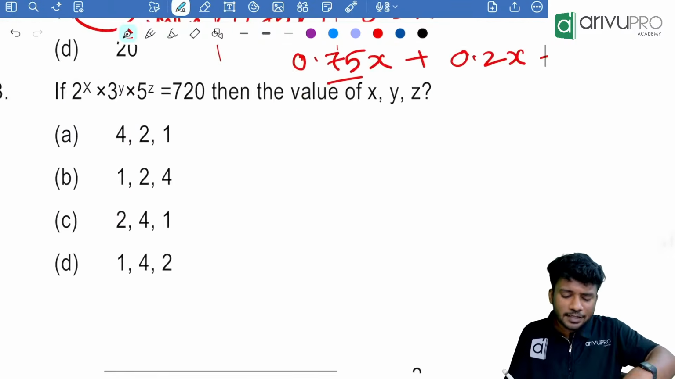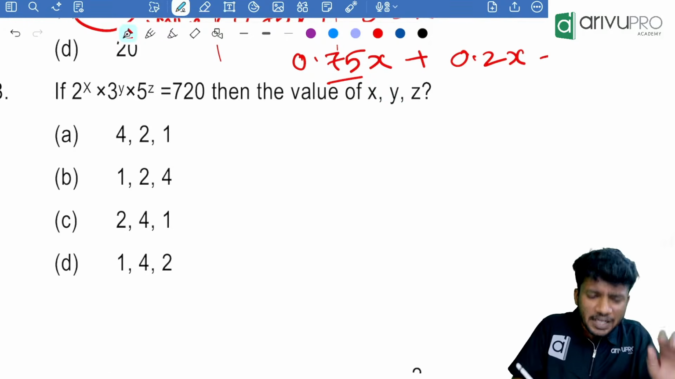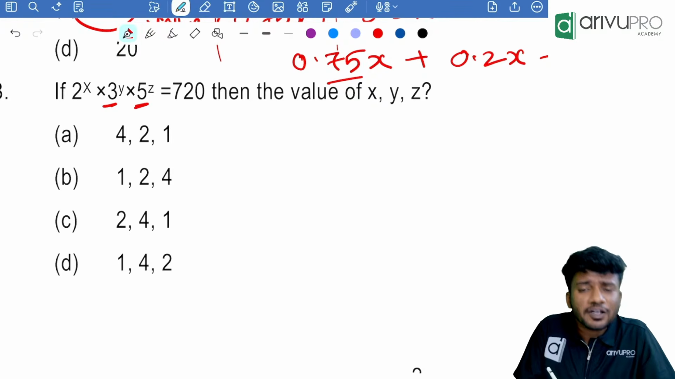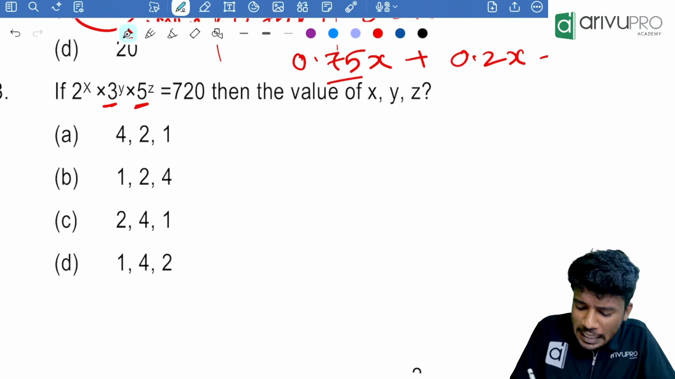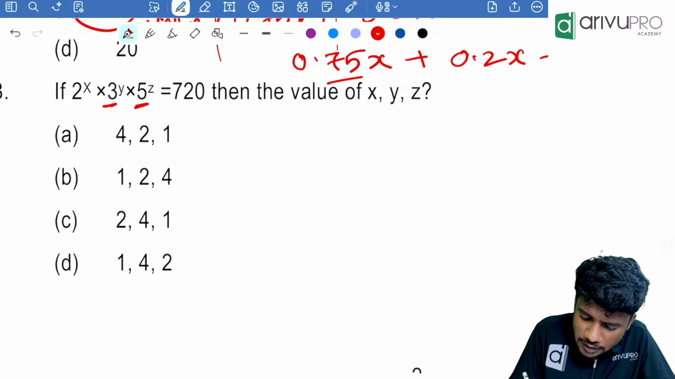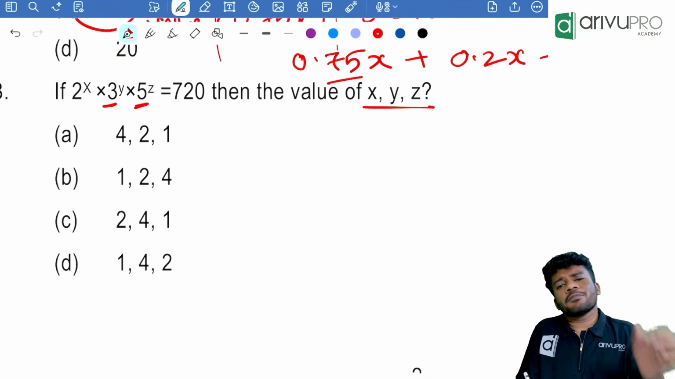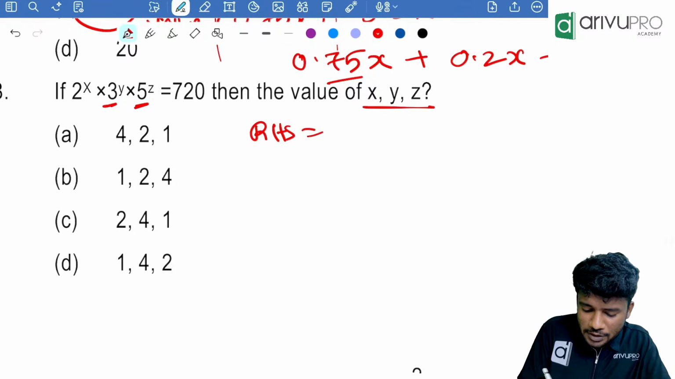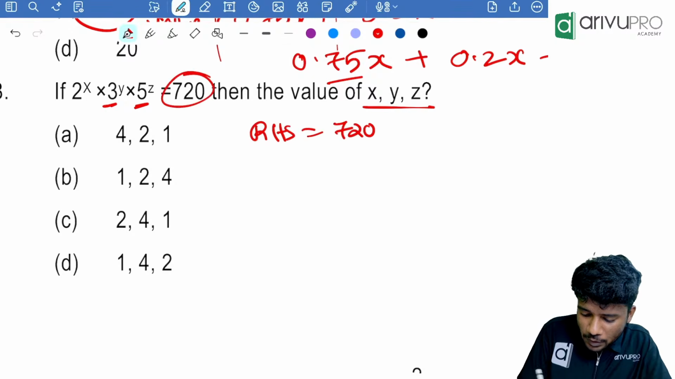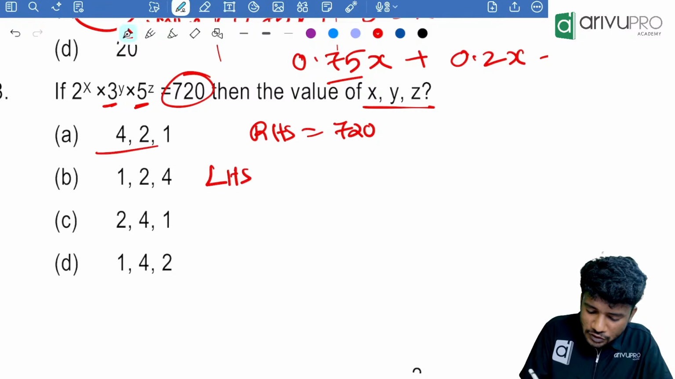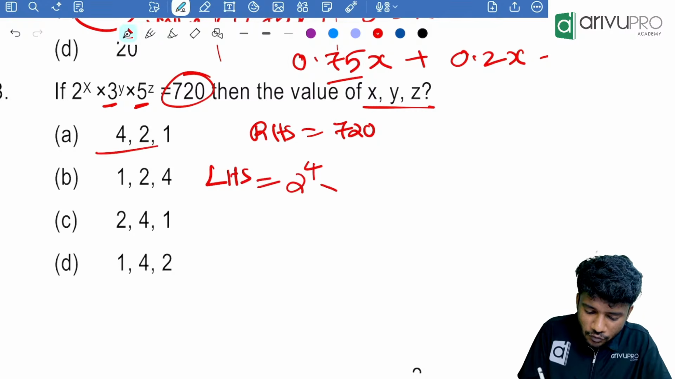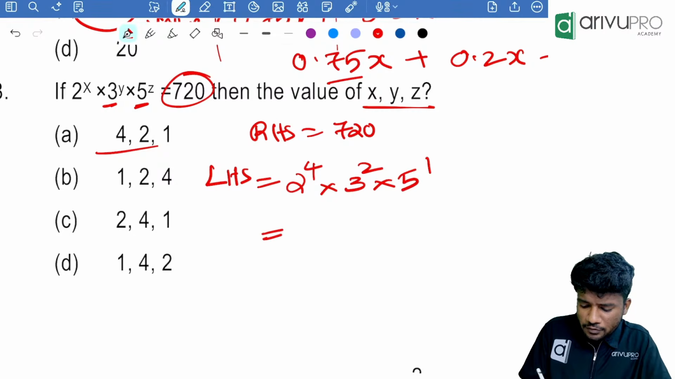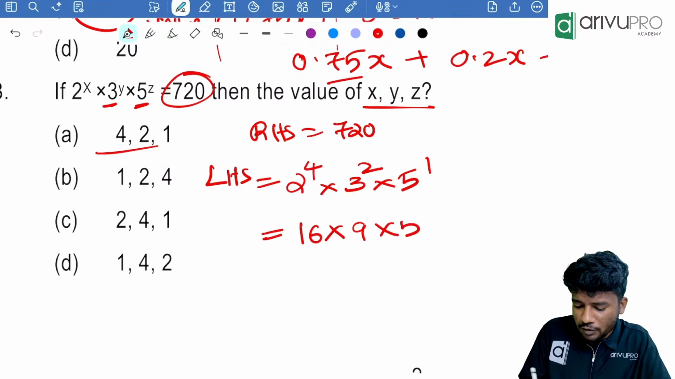Next one, another direct option hitting question. If 2 raised to x into 3 raised to y into 5 raised to z is equal to 720, then what is the value of x comma y comma z? That is the question. Directly option hit. RHS is how much over the question? That is 720. Then LHS we will check with the first option. That is nothing but 2 raised to 4 into 3 raised to 2 into 5 raised to 1. 2 raised to 4 is nothing but 16 into 9 into 5. How much is it?